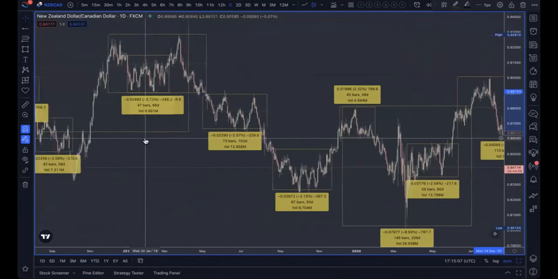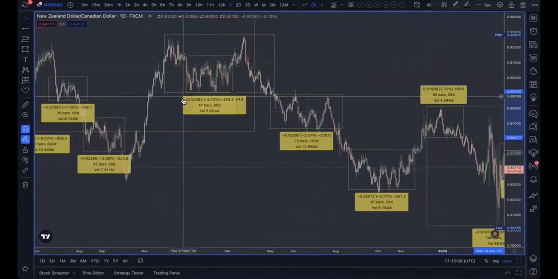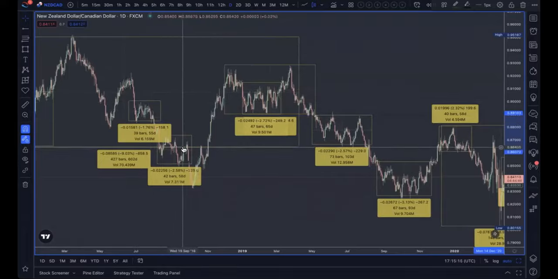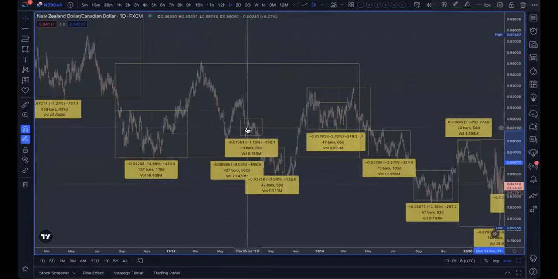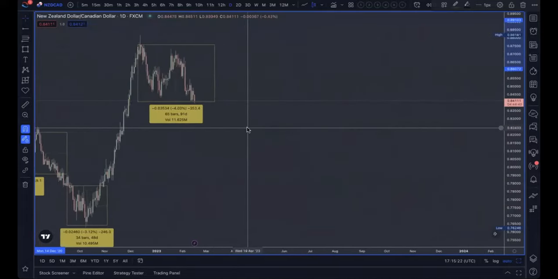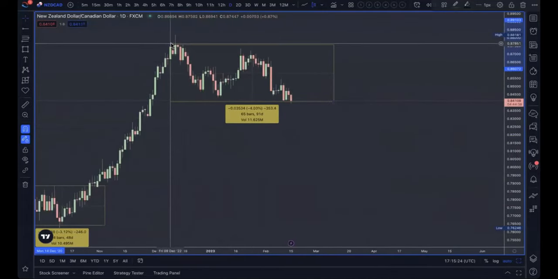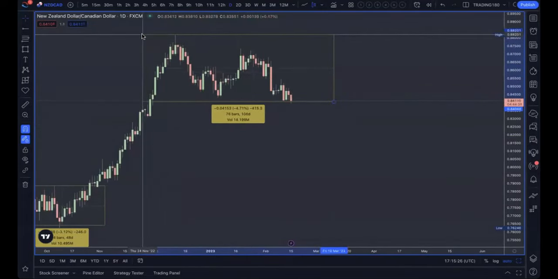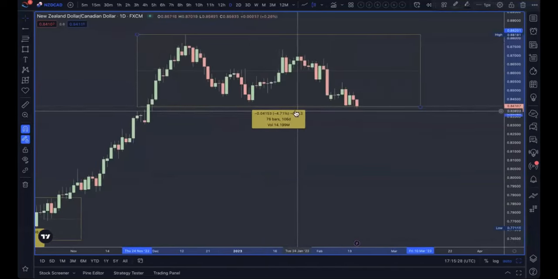So what you're doing is you're going back and just eyeballing and seeing where the most obvious auctions are, and also the range, you know what I mean? The size of those auctions. That's how you establish how far the auction is likely to go in your favor.